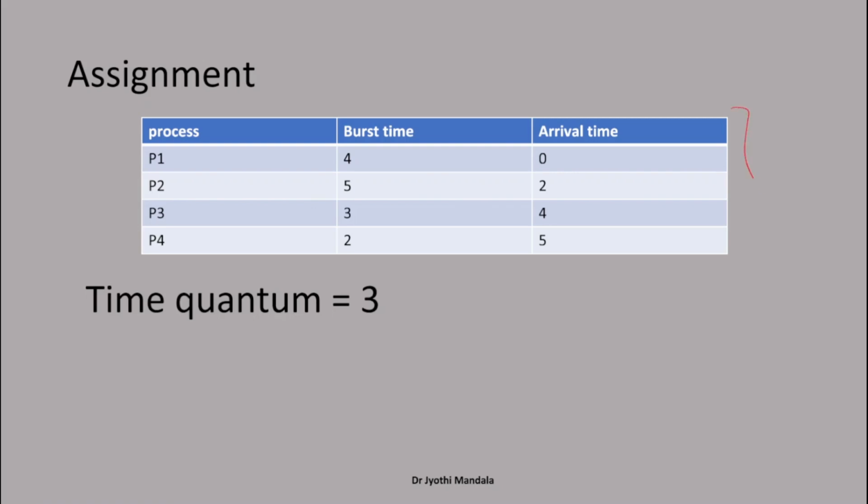Here is one assignment I am projecting. Try to solve this problem with the given time quantum of 3. Try to calculate the waiting time, average waiting time, and average turnaround time for this problem.